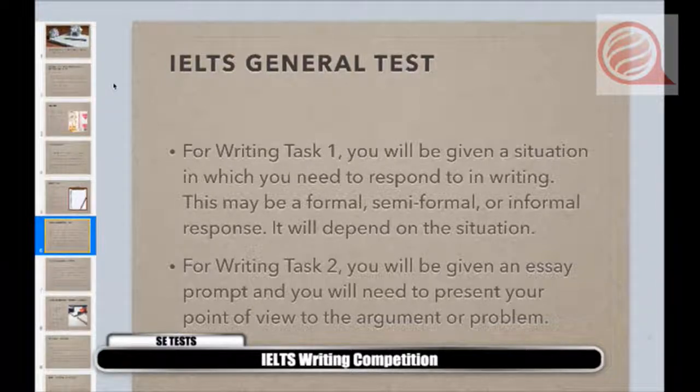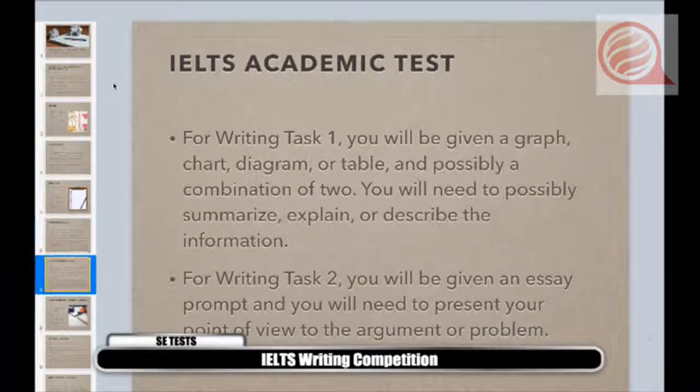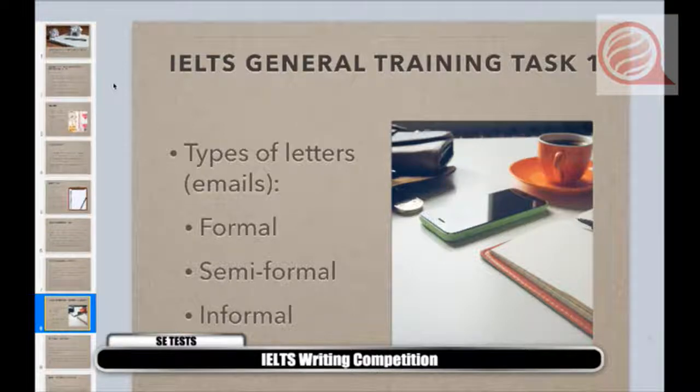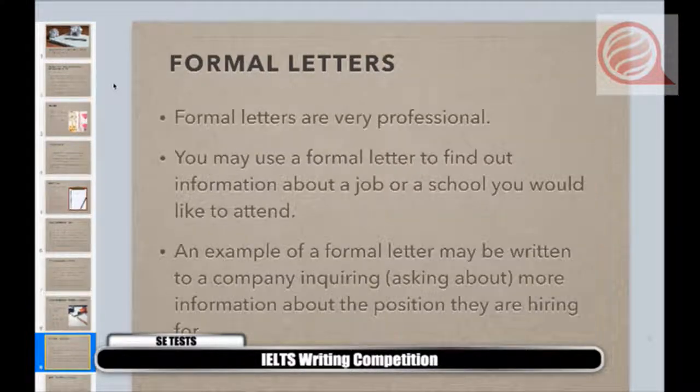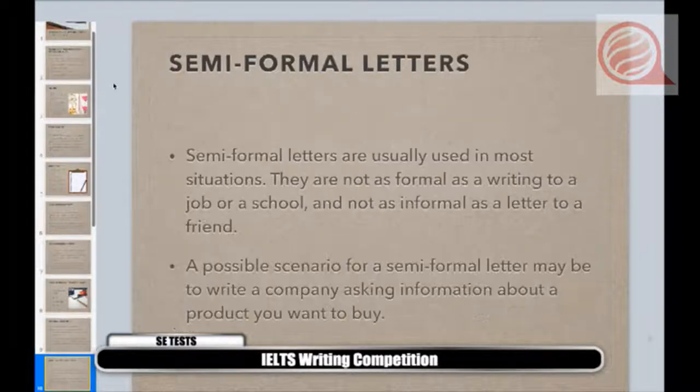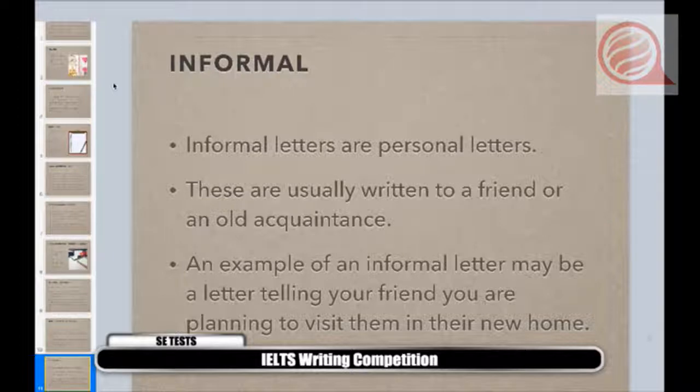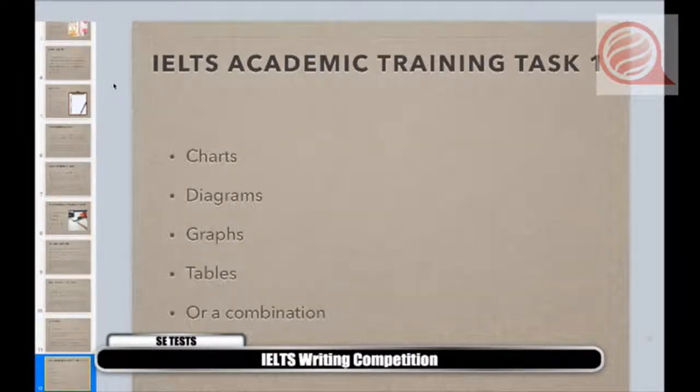For the general task, we have an email. For the academic task, you have to look at a chart or a table or diagram. For the general task, you have formal, semi-formal, and informal emails. You can take a look at this video, where I go over each of the emails. Then we have the academic, so there are charts, diagrams, graphs, tables, or a combination of both.